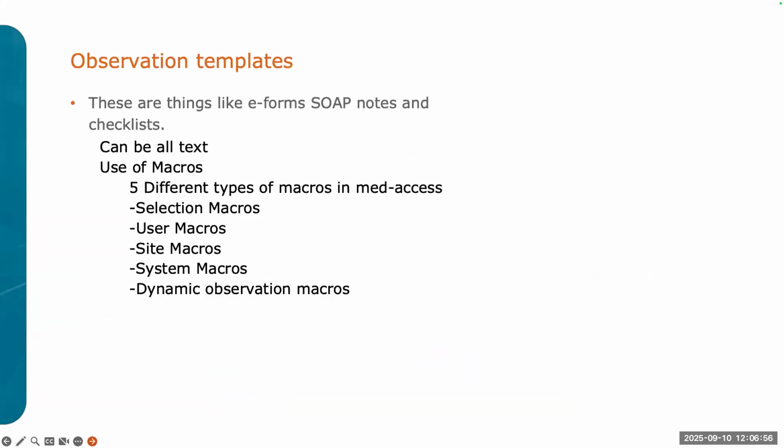So in the observation templates, I'll be discussing the 5 different types of macros in MedAccess. The user and site macros I will cover, but they're very similar. They're identical, just where they're located. And the other 3 I'll go through. They do all overlap with one another, and I will give you the keystrokes to activate some of them in Windows and Macs. And if I can share screen now, Nicholas, I'll start with the demo.